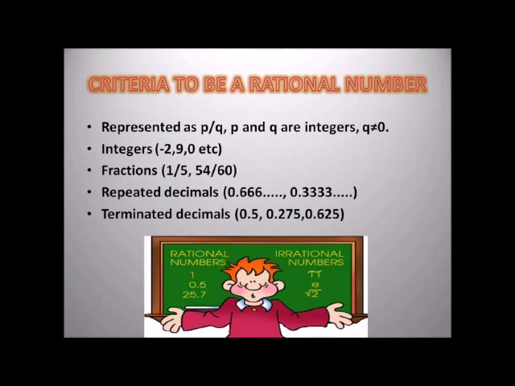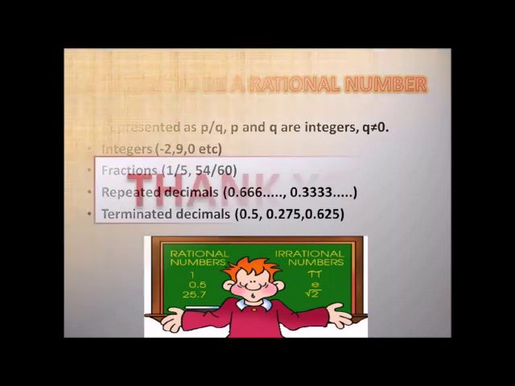Next is repeated decimals. So whenever you have something like 0.33333, that is 3 is repeating itself, these are rational numbers. Or we can have 0.66666 where 6 is repeating itself, so such kind of numbers are also rational numbers. Next is terminated decimals. So whenever you have decimals with a fixed number of digits after the decimal, like 0.5, 0.27, etc., all these are rational numbers.